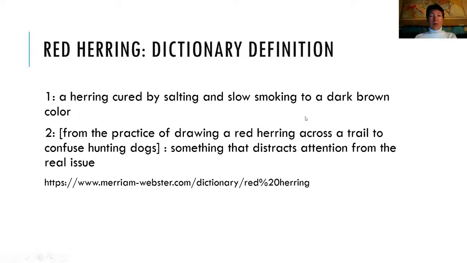So if we look at the dictionary definition, we will see that the first definition is a herring cured by salting and slow smoking to a dark brown color. But also here's a second definition, and it comes originally from the practice of drawing a red herring across a trail to confuse hunting dogs. So it's something that distracts attention from the real issue. Okay, so we're talking about confusing originally hunting dogs. Now, very often we're confusing the listeners or the readers. That's what it's going to be about today.